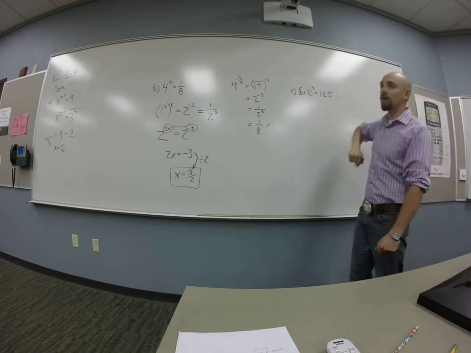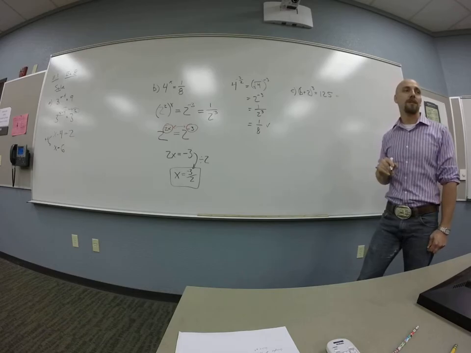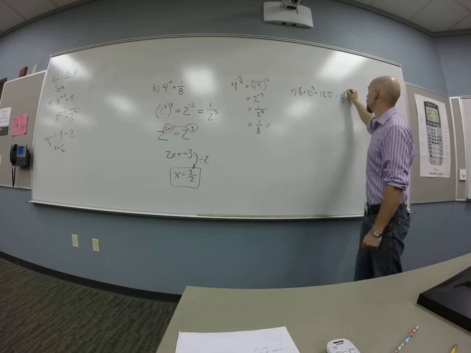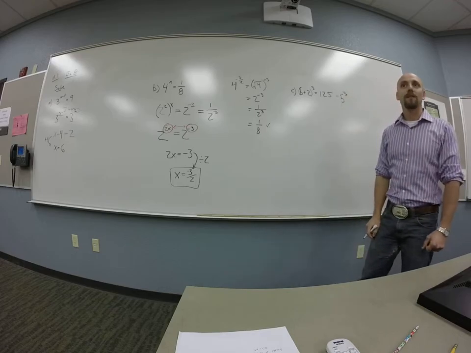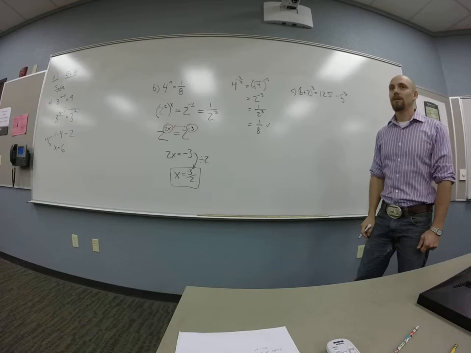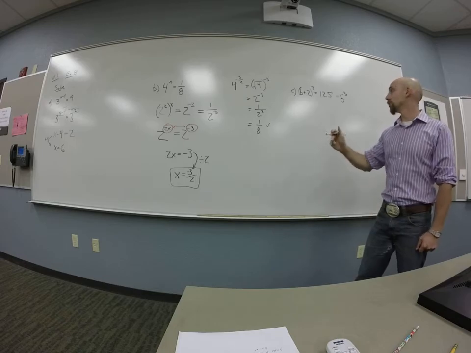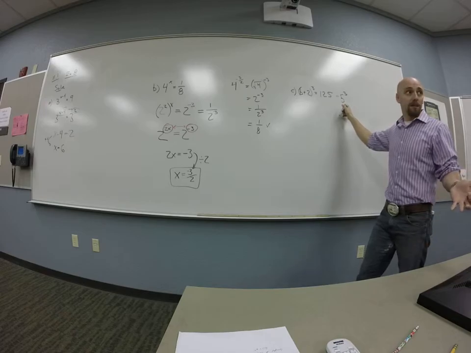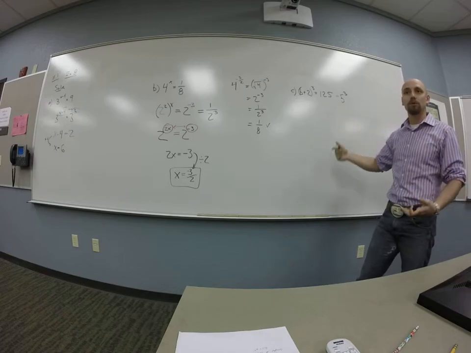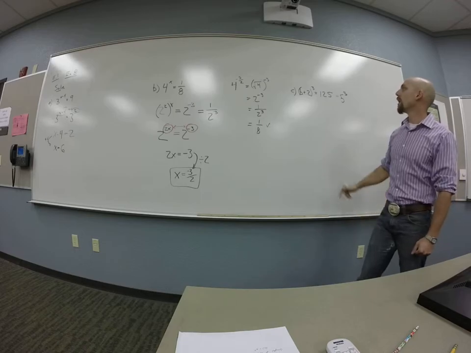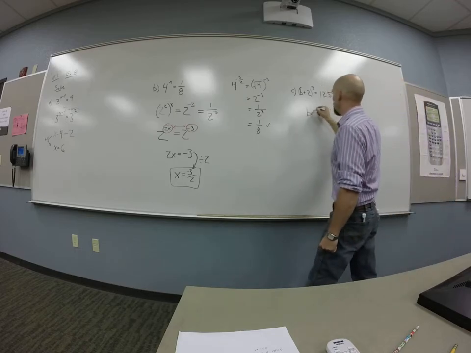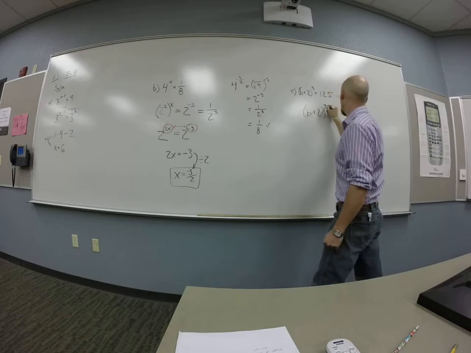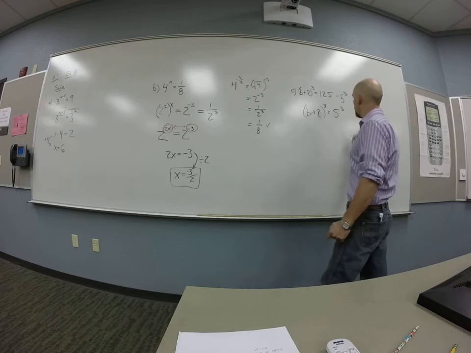We could think that 125 is 5 cubed. I didn't cube both sides. I just rewrote this thing. You guys see that? I haven't actually done anything. All I did was rephrase. So now I've got this equation, which is b plus 2 cubed is 5 cubed.